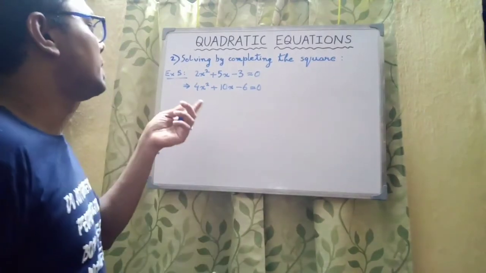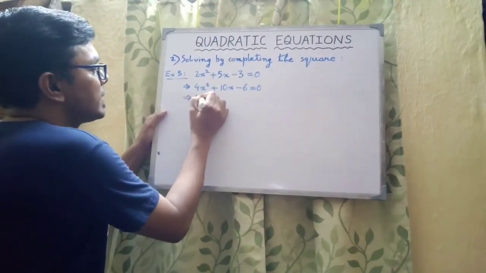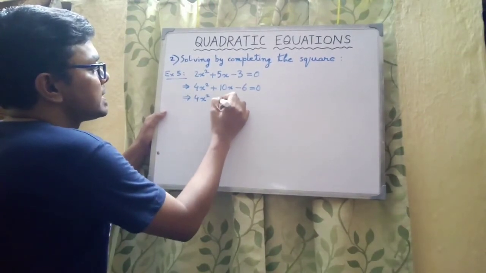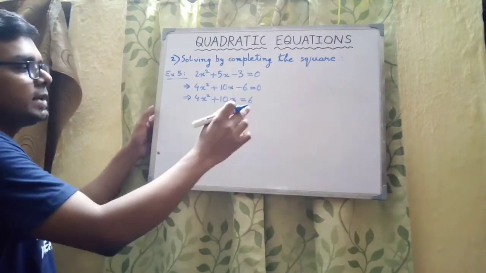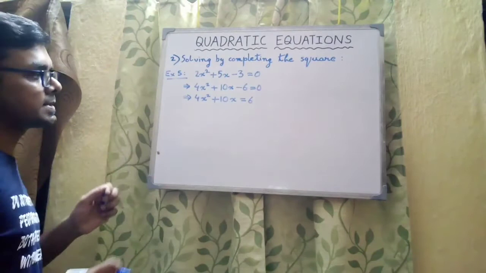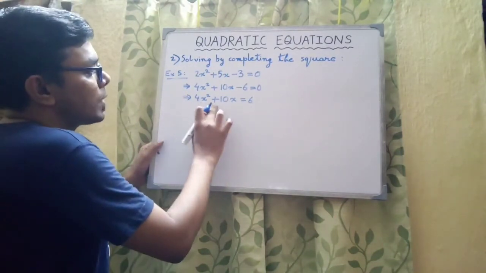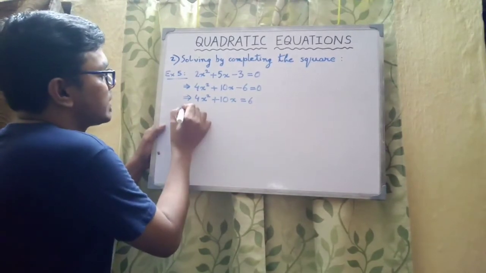Now to make it simpler, I'll do it in this way. 4x squared plus 10x equals to 6. I just added 6 on both sides, or you can say I just brought this minus 6 to this side. That makes it plus 6. Now we are left with 4x squared plus 10x on one side. So we have to turn this into a perfect square.